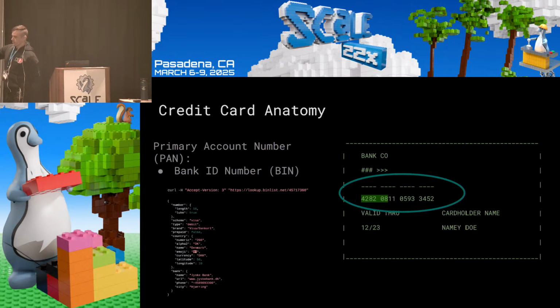And this is considered safe information. So PCI will allow you to store this. You can look it up, so you could use bin list to look up the first 6 to 8 digits and find out all kinds of information about the card. And this is useful because the processors use this to route the card to the right network, and then the network uses it to route it to the appropriate issuer.